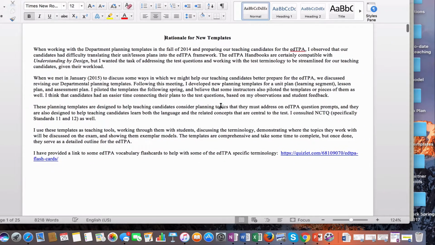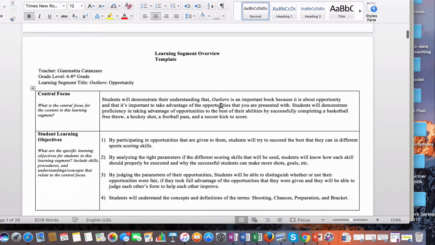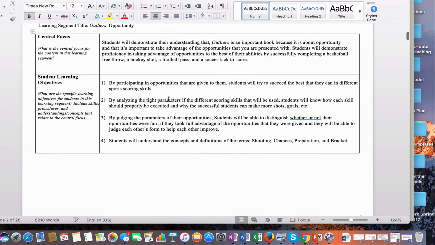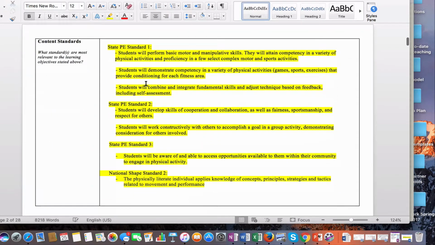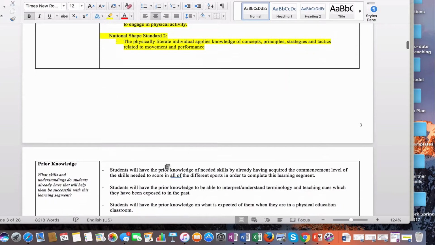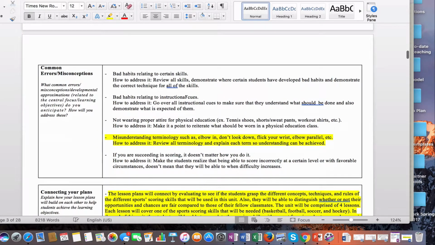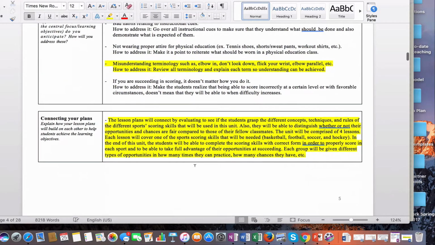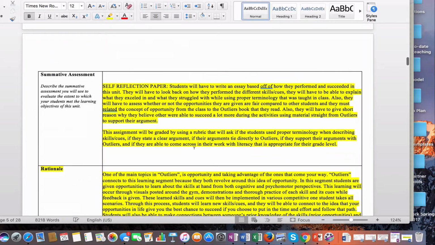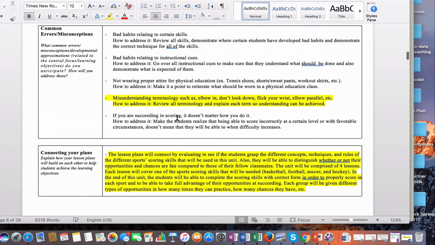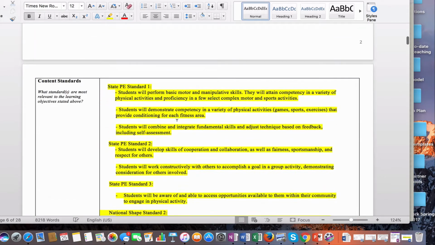This part you don't need to worry about. This is old, okay? He has his central focus, his objectives, his content standards, prior knowledge he's guessed at, and then errors and misconceptions. And then if you have time, you can look and see how he's doing the connecting your plans and the summative assessment, but we don't need to worry about that piece yet, okay?